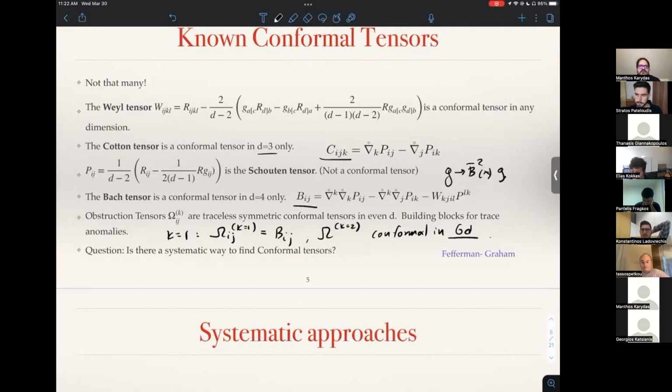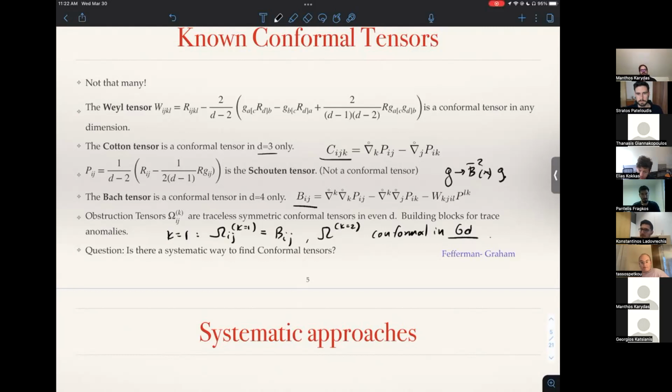And these obstruction tensors are specifically for holographic anomalies. So you take the holographic anomaly, which is a combination of Weyl contractions, and you vary this with a metric, and that will be the obstruction tensor, as originally defined by Fefferman-Graham. I don't think it's only holographic. It's for a general theory. It doesn't have to be. I'm just saying that's how they originally defined it. Okay.